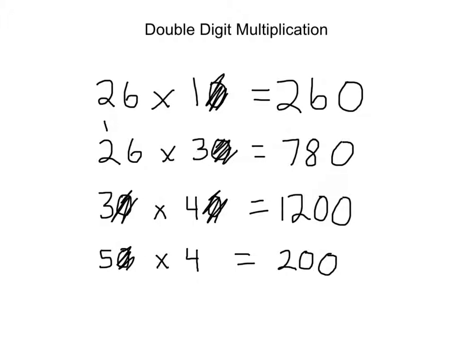So if we can remember that strategy, that skill, then we're going to be fine for our double-digit multiplication, because everything else is pretty much just knowing your multiplication facts. So we're going to go ahead and move on here.